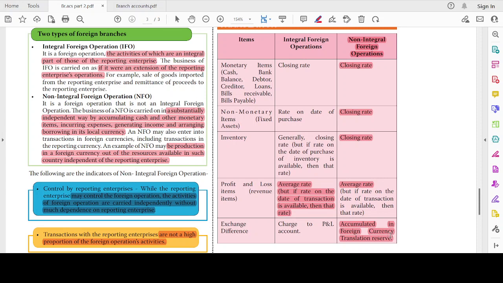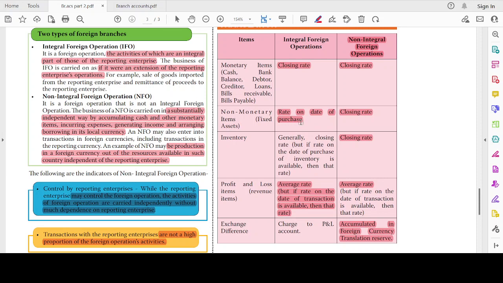Now, moving on to integral operation. Monetary items are generally those items which can be easily convertible into cash. Monetary means money, right? So easily convertible into cash. Monetary items are at closing rate. For non-monetary items, we have to take the rate as on the date of purchase.